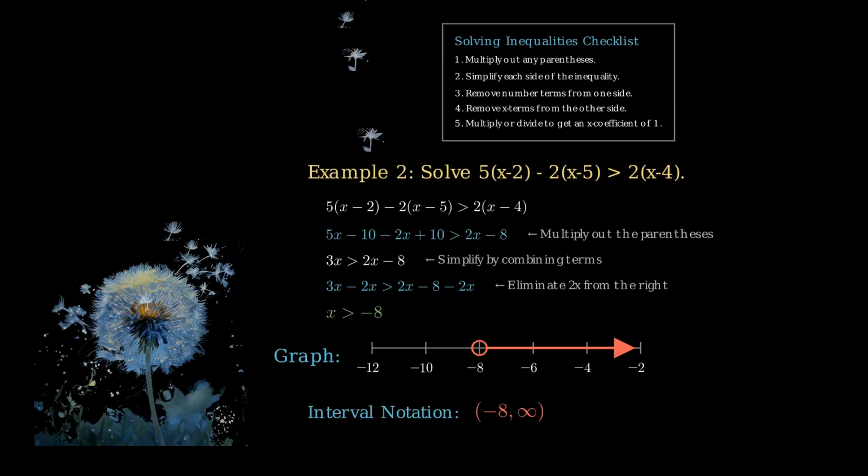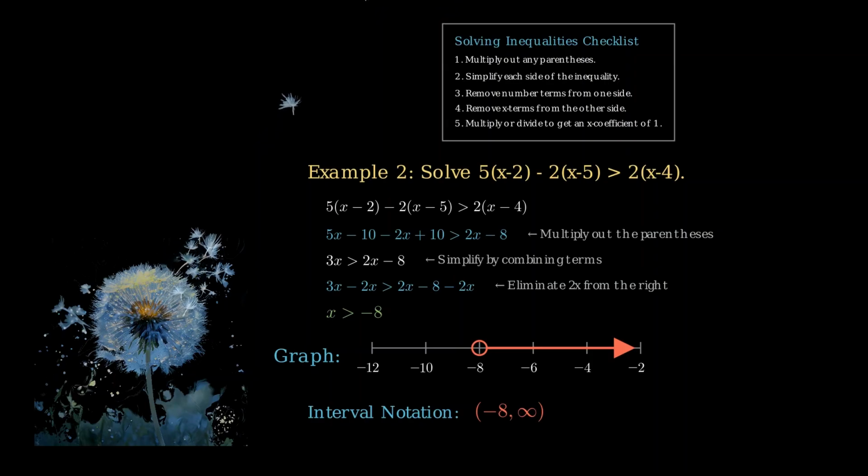Step 2. Simplify the left side by combining like terms. Negative 10 and positive 10 cancel out, and 5x minus 2x leaves us with 3x. So, 3x is greater than 2x minus 8. Step 3. Remove the 2x term from the right side by subtracting 2x from both sides. This simplifies neatly to x is greater than negative 8. Our coefficient is already 1.